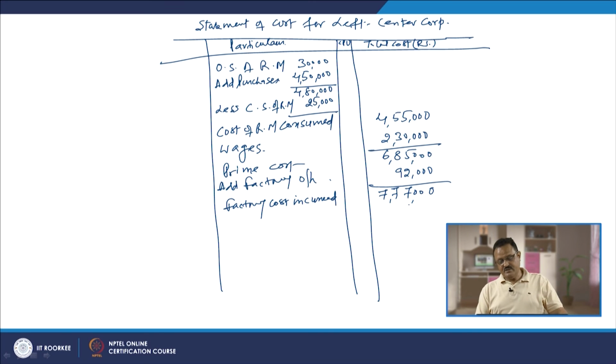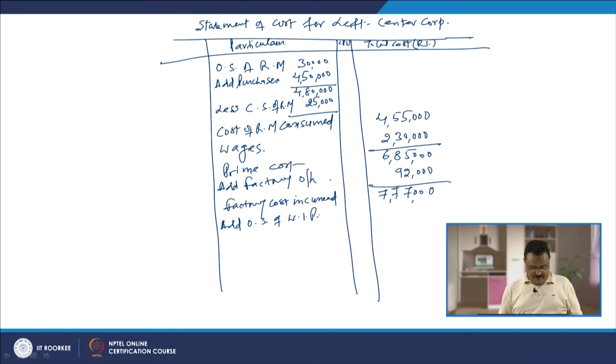777,000. So, we have calculated the factory cost incurred, that is, the cost of the factory which is incurred in the present month. Now, for calculating the total factory cost, you have to treat the stock of WIP. We can take the factory cost incurred directly to the outer column, and then we will have to add here the opening stock of WIP.